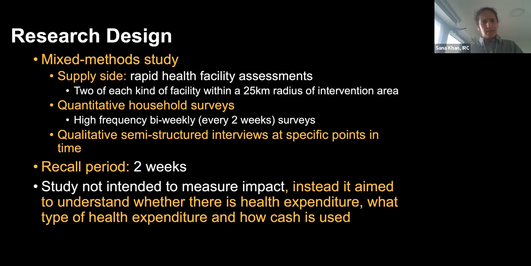The supply side assessment wasn't comprehensive in that it didn't capture everything, but what we wanted to get a sense of was whether there were services available in our intervention areas. In all 3 settings, we captured both public and private facilities, and then also documented the presence of informal health services. Can we go to the next slide, please?